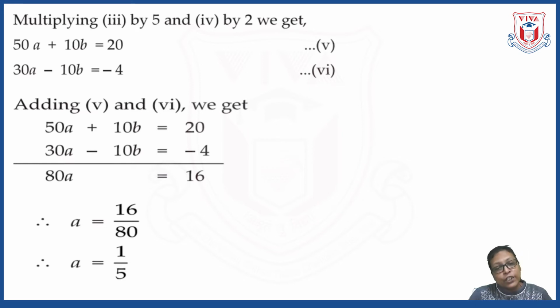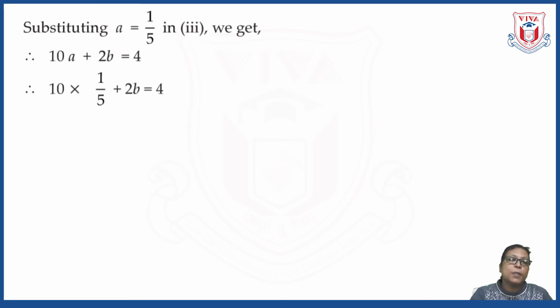Now we can substitute this value of a is equal to 1 upon 5 in any one equation, equation number 3 or equation number 4, and we will get the value of b. So let us substitute a is equal to 1 upon 5 in equation 3. See, what is equation 3? 10a plus 2b is equal to 4. So in place of a we are writing 1 upon 5. So 10 into 1 upon 5 plus 2b is equal to 4.